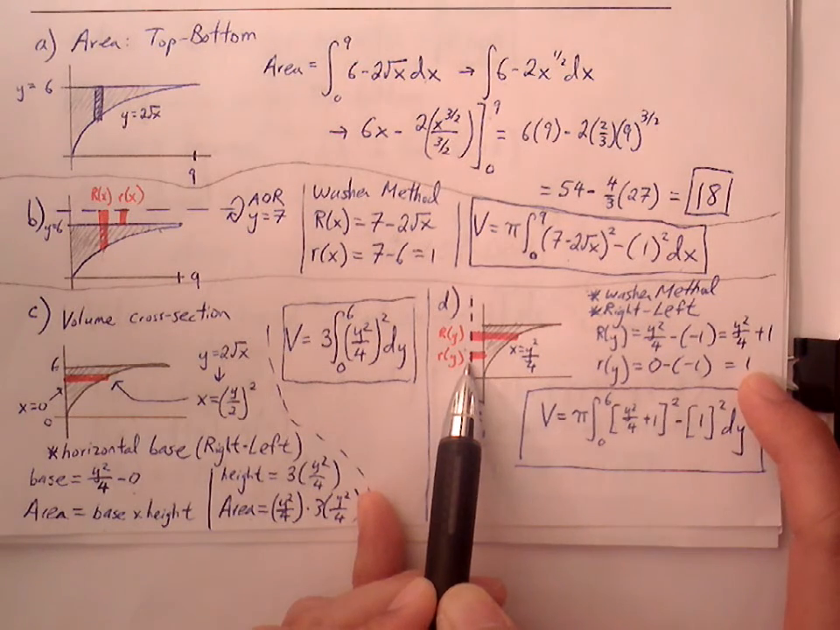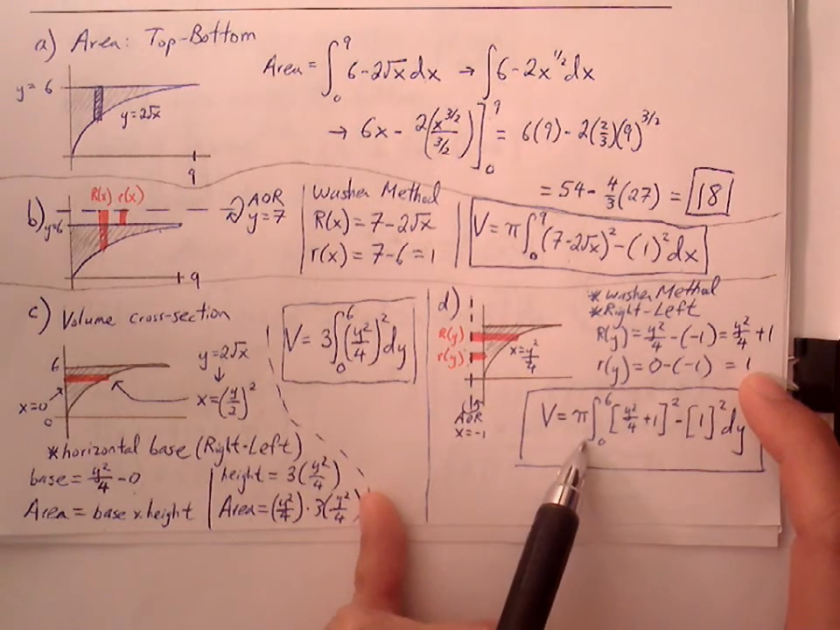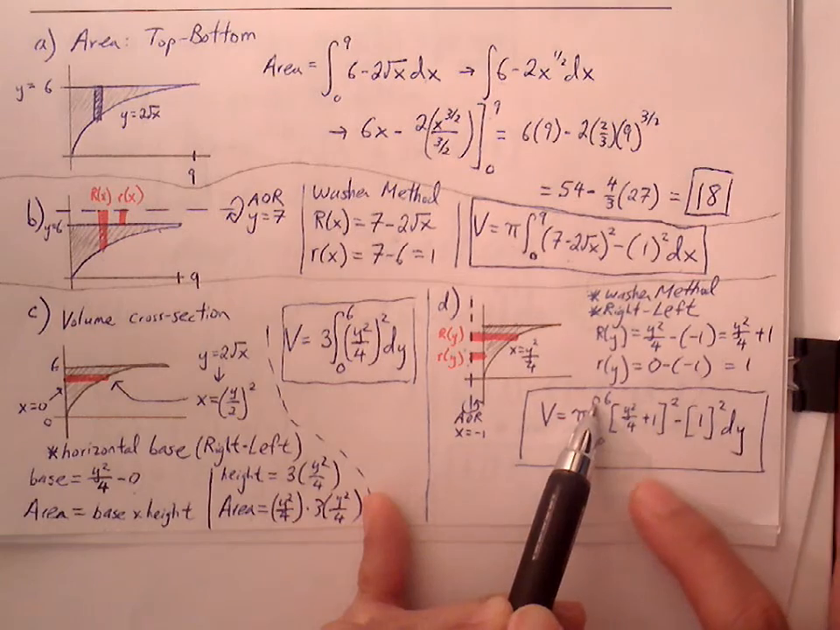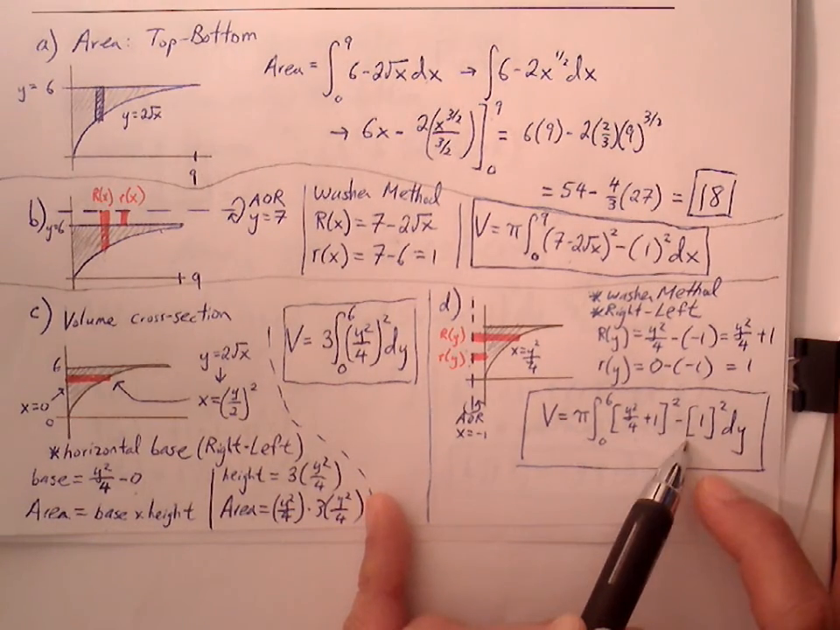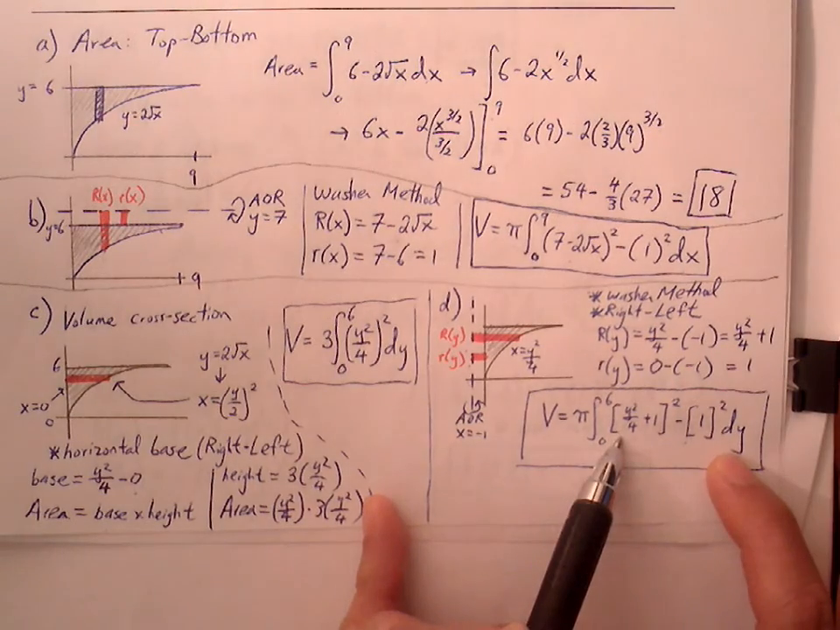Our bounds are still in terms of y, so lowest to highest y value, from 0 to 6. Washer method: pi, big radius squared minus little radius squared. And we just have to set it up, no need to enter it in our calculator.